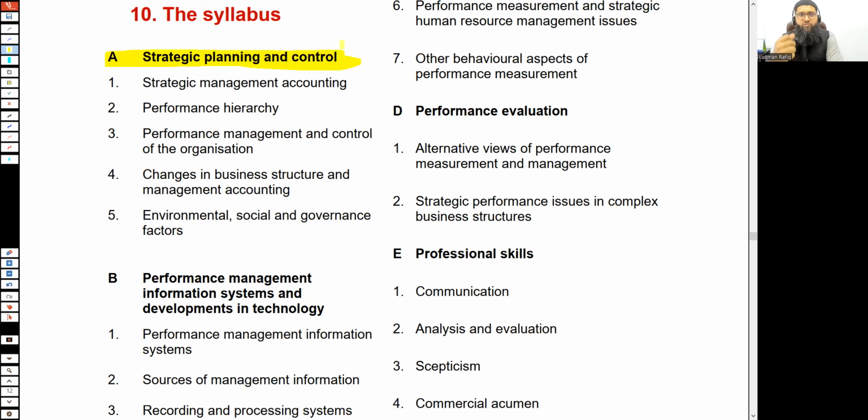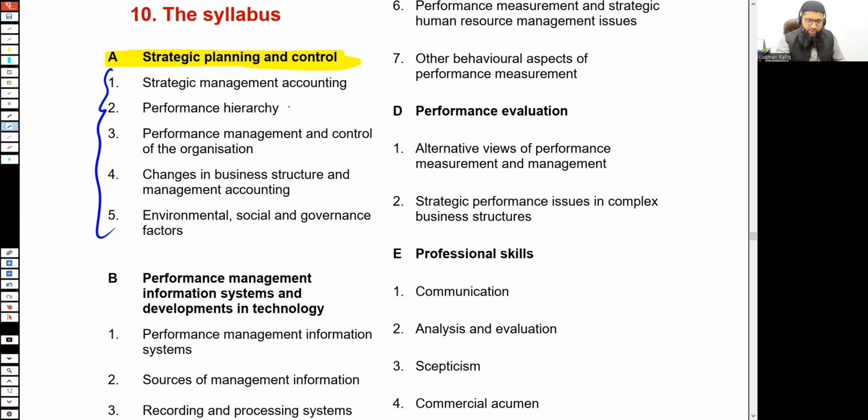Now, what do you mean by strategic planning and control? You could see there are multiple things. What does strategic management accounting mean? What is the strategic perspective of management accounting? What is the role the management accountant is expected to play in order to guide an organization strategically so that it is able to achieve its objectives, its goals? That's what strategic management accounting is all about.